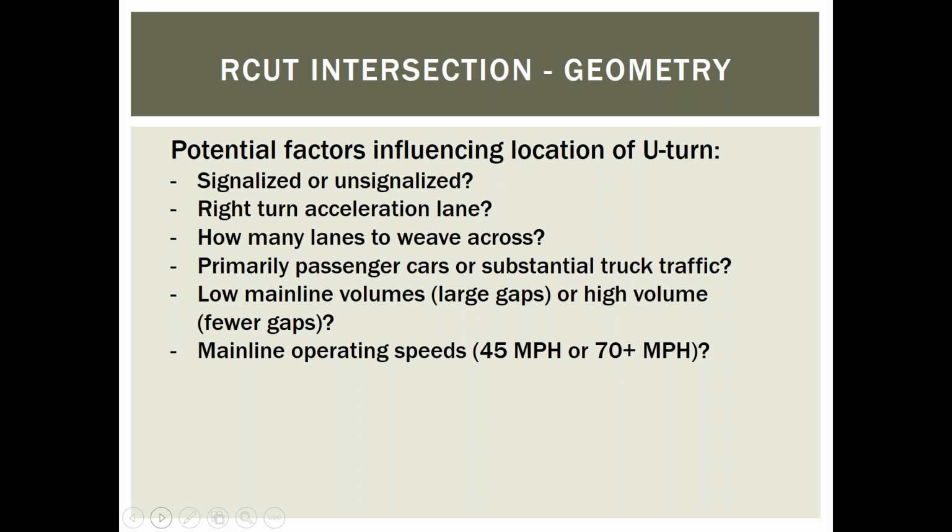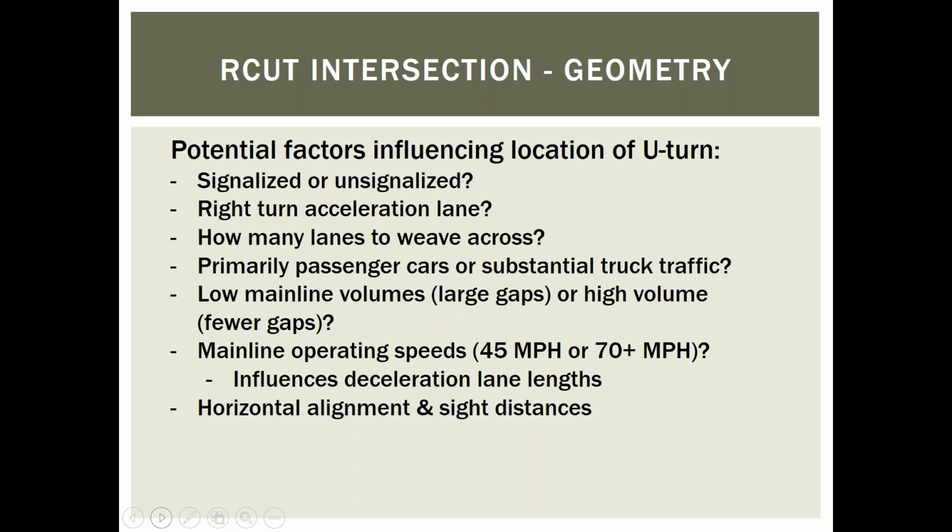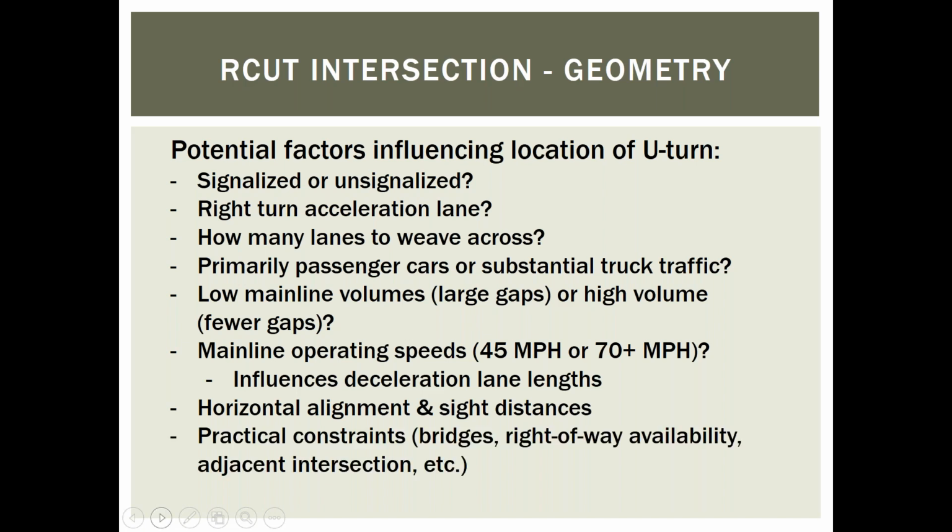The operating speeds on the main line, are we talking about a 45-mile-an-hour operating speed or a 70 or even higher? Higher operating speeds mean longer distances that influences my deceleration lengths. Sometimes the topography. I'd like to locate those U-turn bays on tangents where curvature is not limiting my sight distance. So sometimes the horizontal alignment influences where that U-turn bay should be.